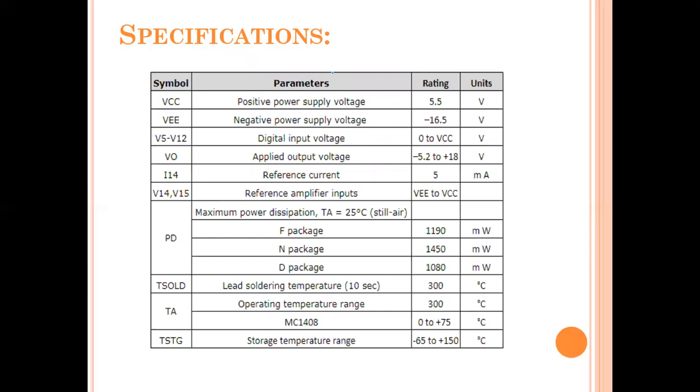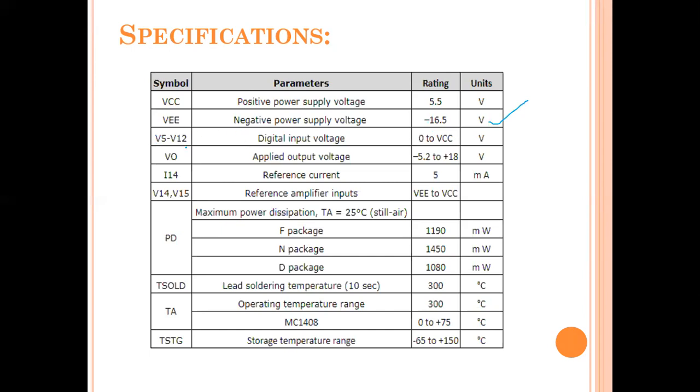Next, here we have the 1408 IC specifications. All the things are shown here. VCC gives the positive power supply voltage. The rating will be equal to 5.5 volts, and VEE is a negative power supply voltage. So it is not fixed. We have told that approximately we have considered minus 15 volts. That is, minus 5 volts, and it can be extended to minus 15 volts. If you take the practical values, you will be having minus 16.5. And the units are volts itself.